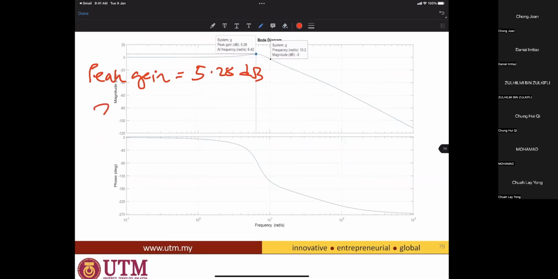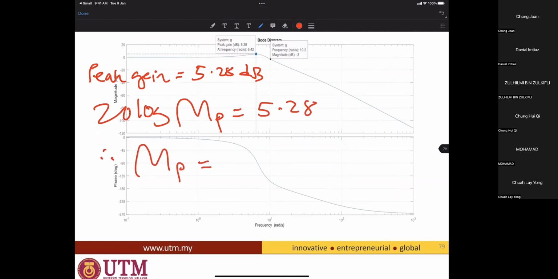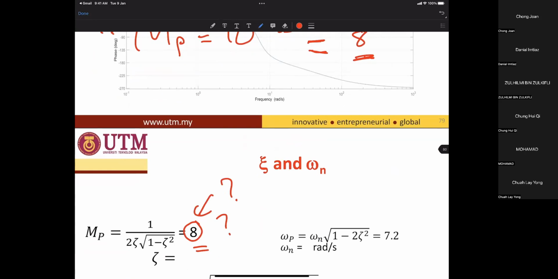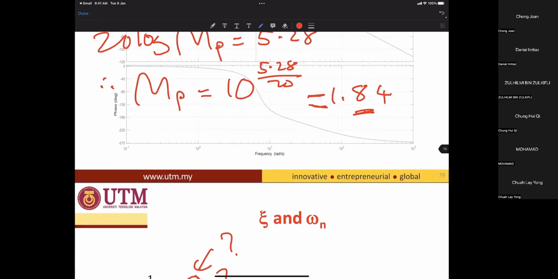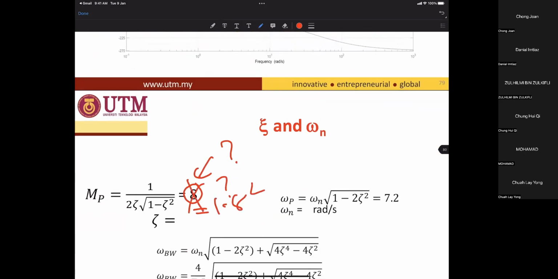$20. 5.28. How much? 1.84. 8. Correct. Prof, the answer is 1.84 something. 1.84. That's what I was asking, this is wrong. Okay, correct the notes. 1.84. Okay, then find the zeta, and then find the omega.